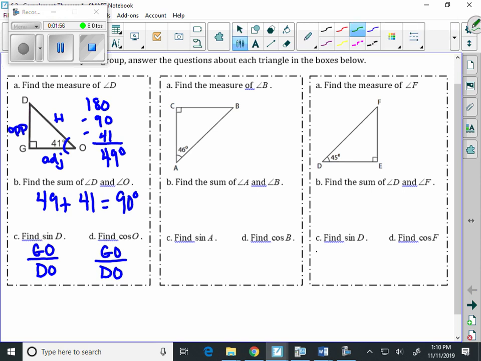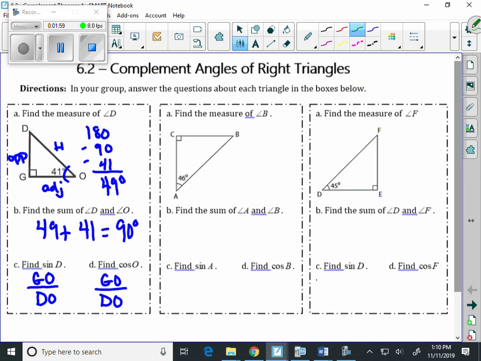Same thing happens as we work here on the measure of angle B. When we look at this, we take 180 minus 90 minus our angle of 46, and when we subtract those, we get 44 degrees. If we want to find the sum of angle A and angle B, we take 46 plus 44, and what we see is that that adds to be 90.